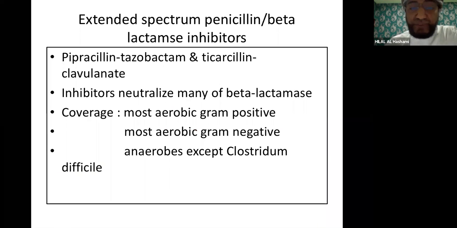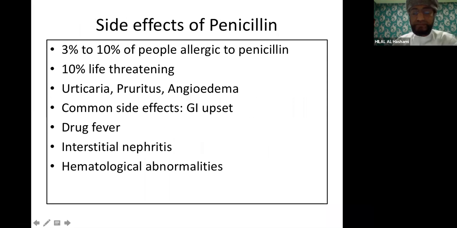But when we attach it to the beta-lactamase inhibitors, when we have piperacillin-tazobactam or ticarcillin-clavulanate, the inhibitors neutralize many of the beta-lactamases present in the bacteria, gram-positive and gram-negative. They do cover most of the aerobic gram-positive, most aerobic gram-negative, and anaerobes except Clostridium difficile.